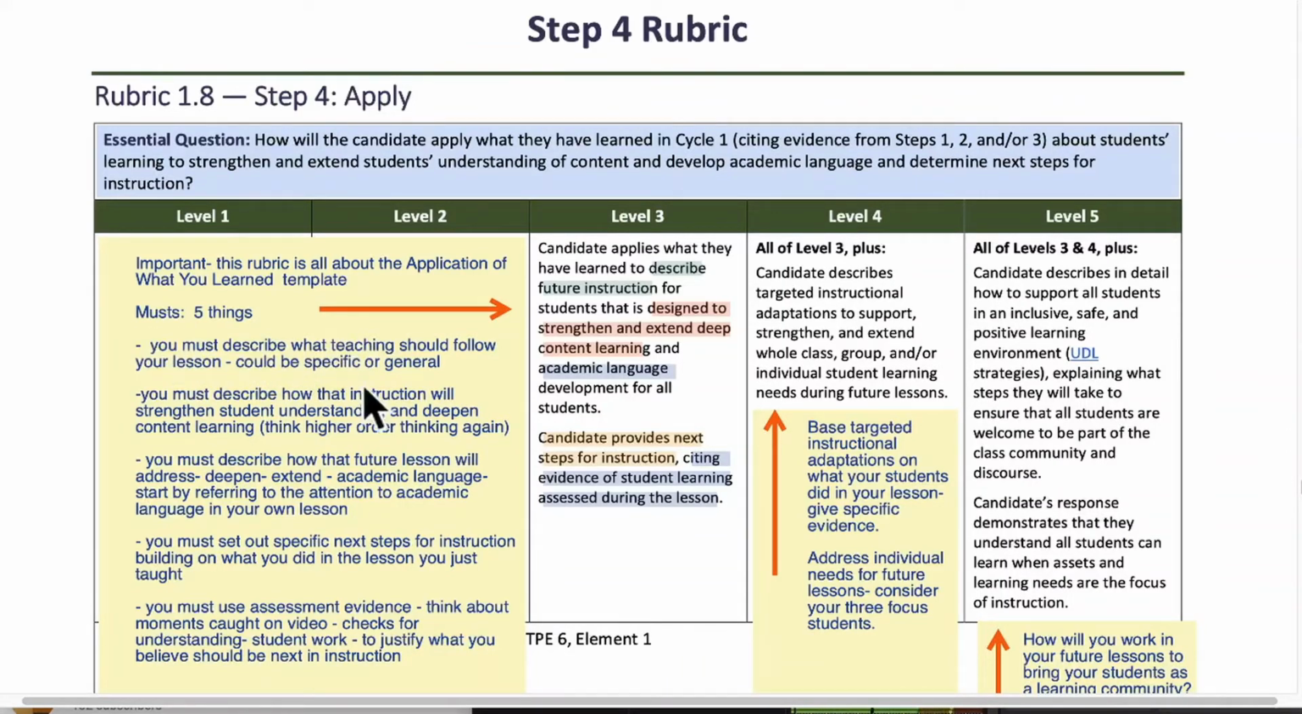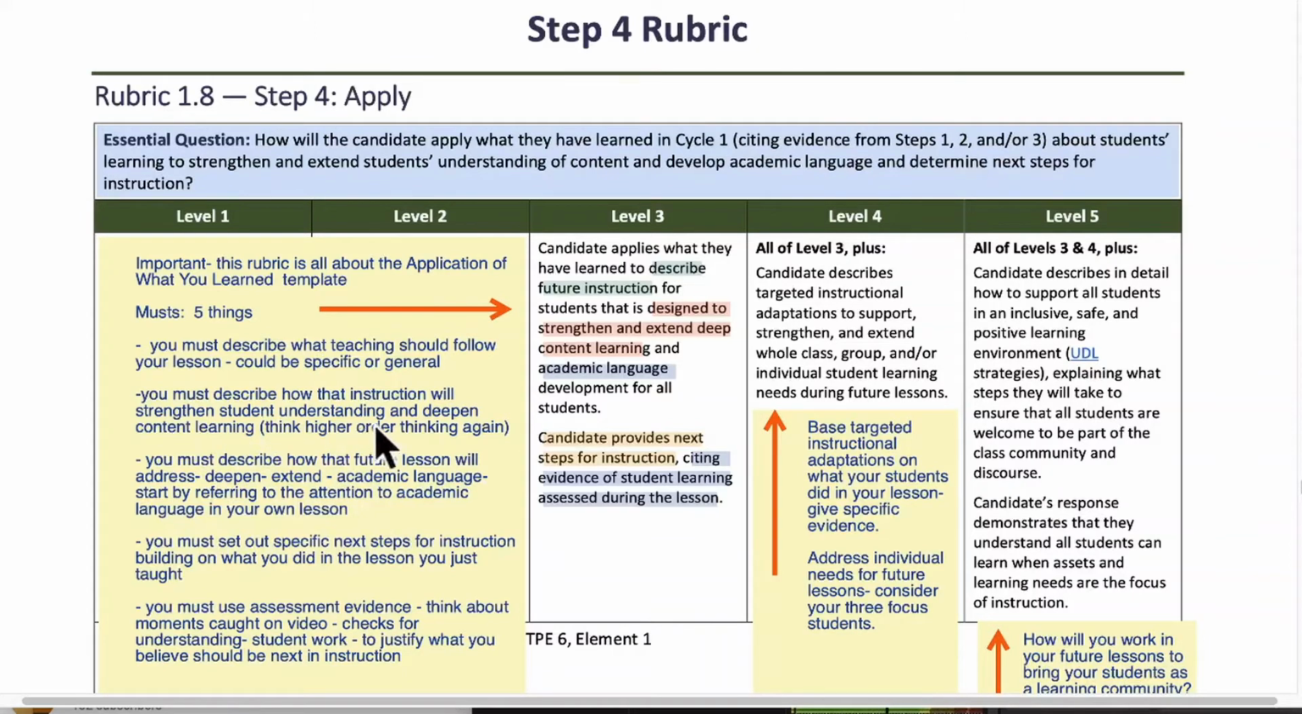5 things I set out. You must describe what teaching should follow your lesson. Could be specific or general. So what's the future instruction? You must describe how that instruction will strengthen student understanding and deepen content learning. So this is where you need to be working the higher order thinking part again. Okay? How are you going to keep moving in that direction? You must describe how that future lesson will address, deepen, and extend academic language. Start by referring to the attention to academic language in your own lesson, in your lesson plan as well.